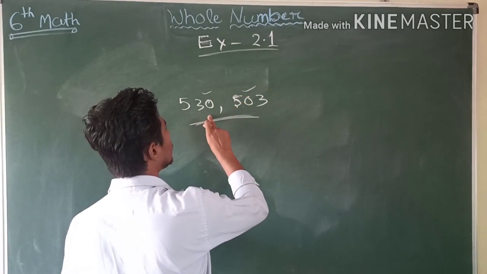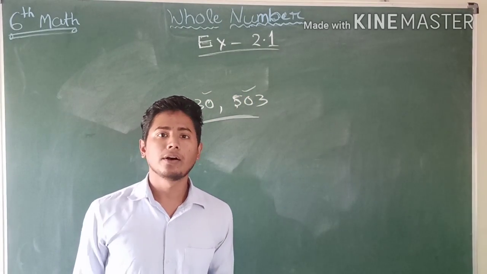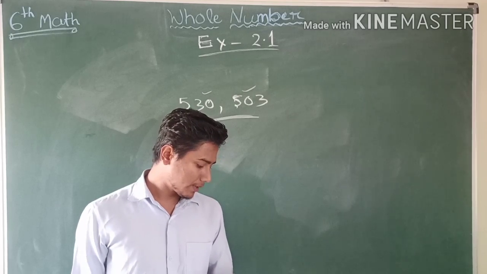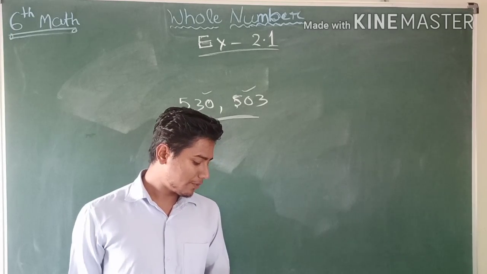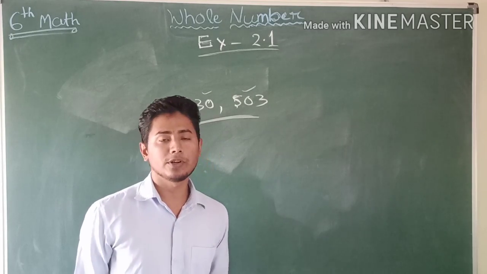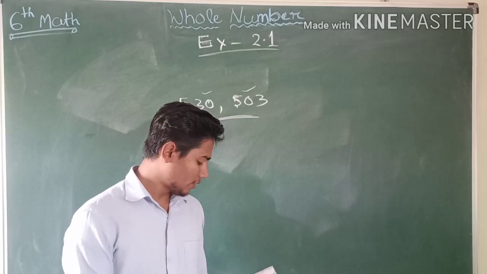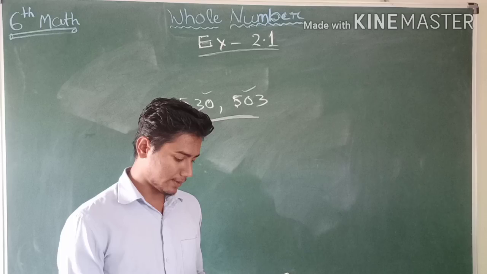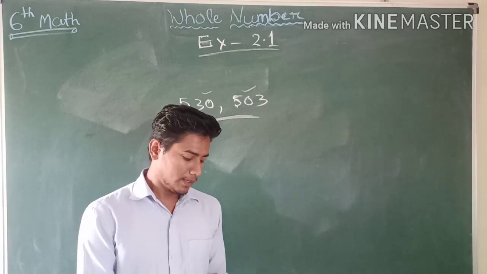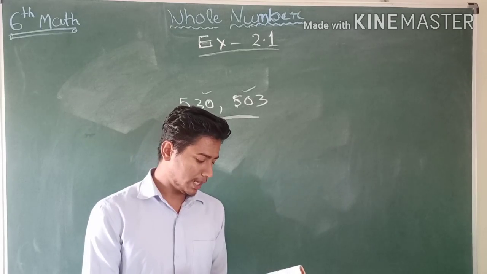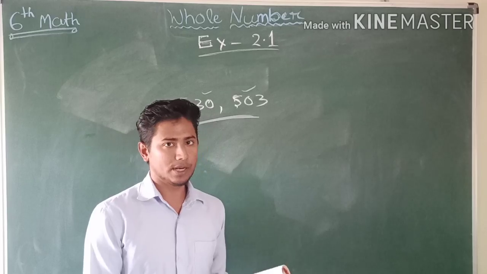Then you find which whole number is left of the other. And also write them with the appropriate sign, with greater than or smaller than, and which one is greater than and which one is smaller than. So how can you do this? State which whole number is on the left of the other number on the number line.